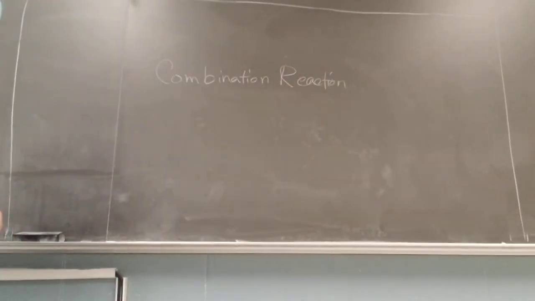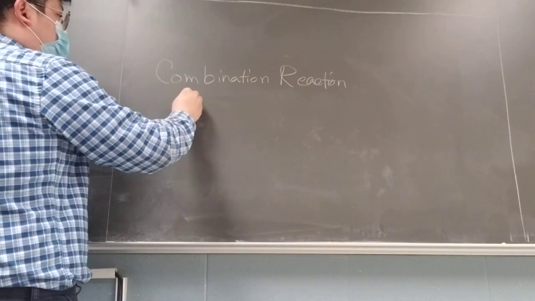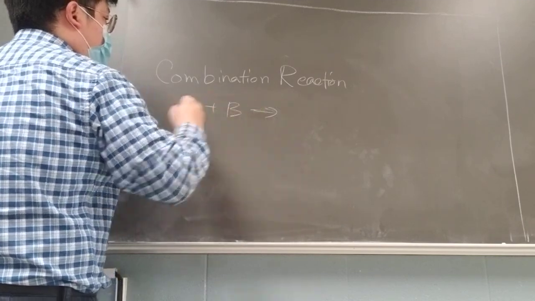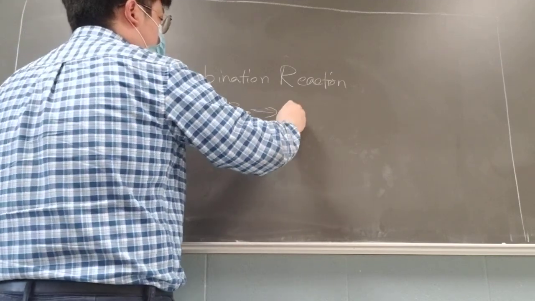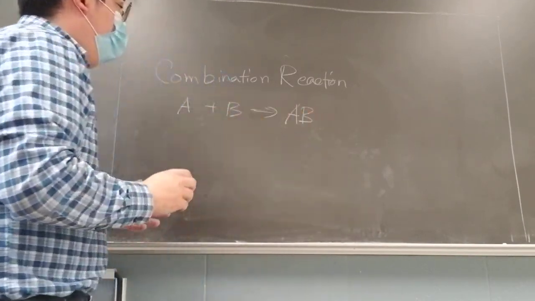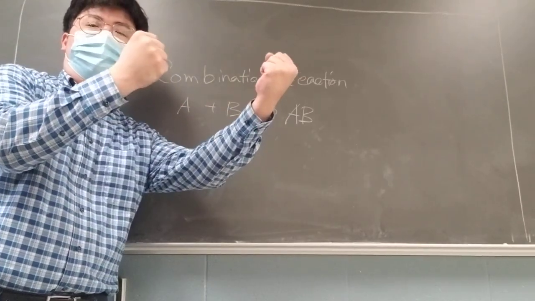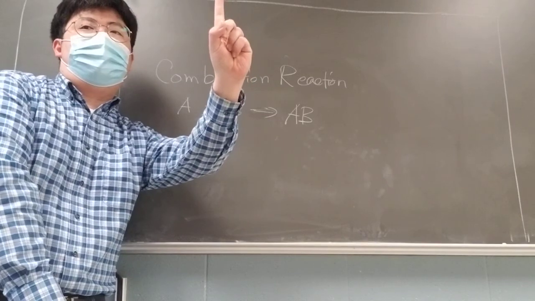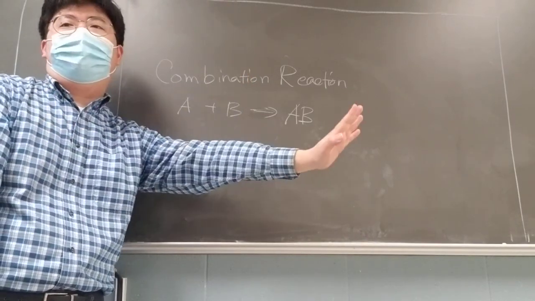Combination reaction simply means you have A plus B, just going to put an arrow here, we'll make AB. Meaning two separate reactants will combine, literally combine to make one product. So this is slightly different from combustion reaction, right?